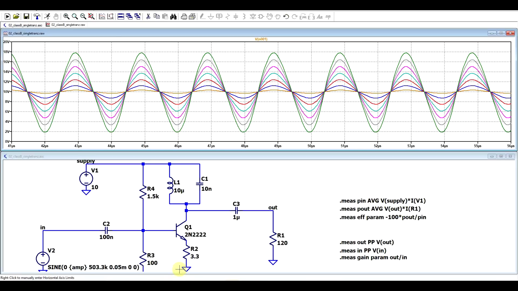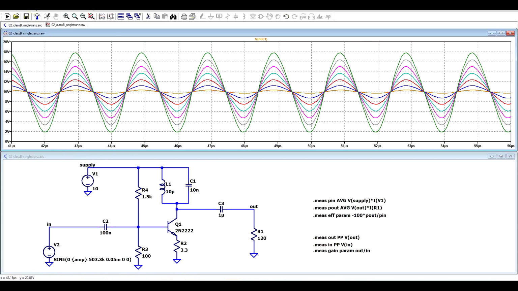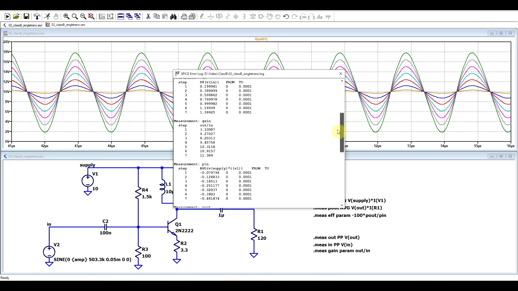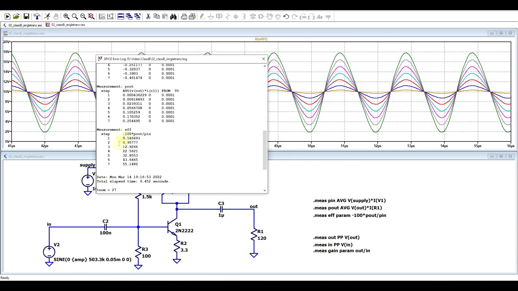Now another set of measurements that I added refers to the efficiency of this circuit. So again, to measure the power delivered to the load in reference to the power taken from the supply. And again, if we continue through the measurements, we can see that we start up with a horrifically bad efficiency of 0.5%, but then we end up with 55 point something.